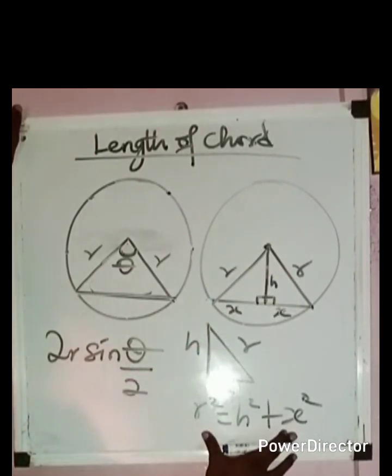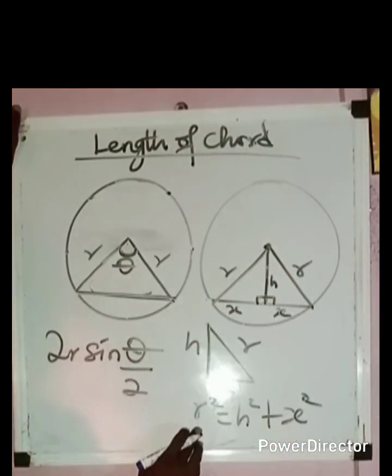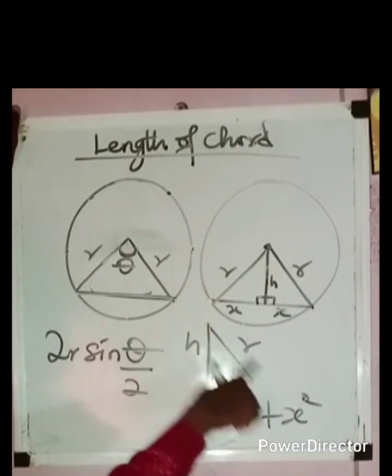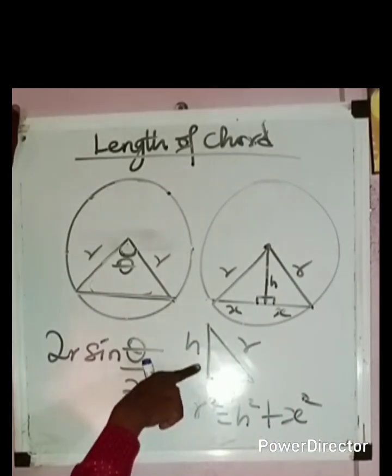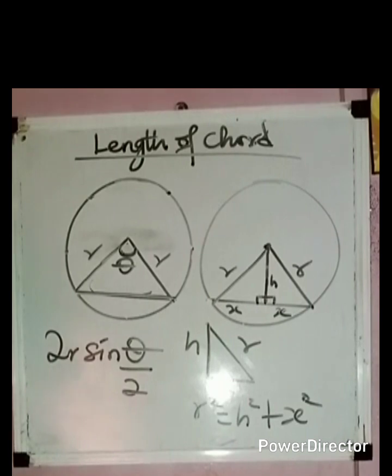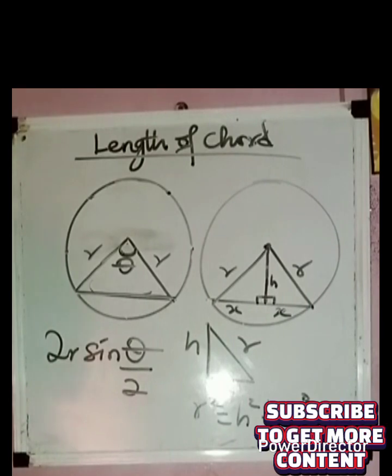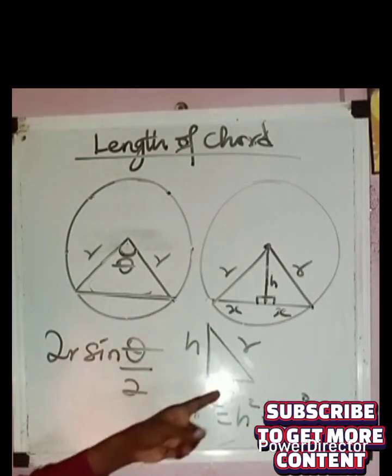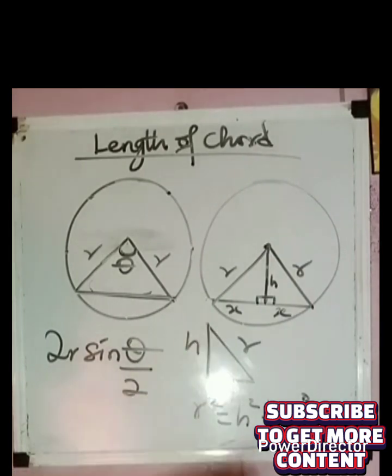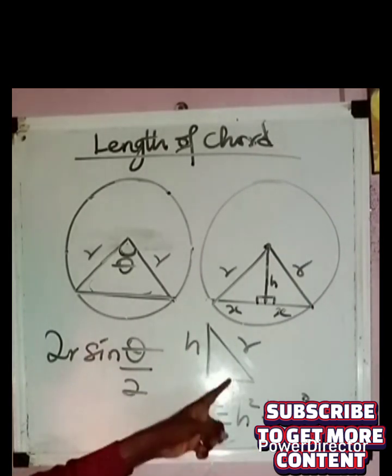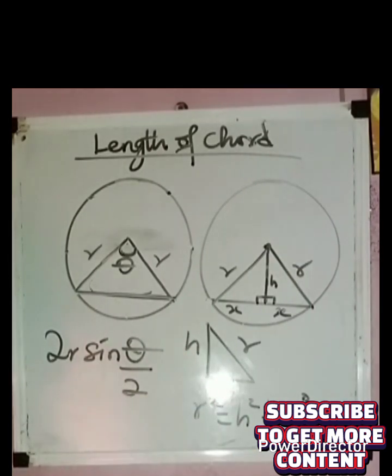This theorem, we call it Pythagoras theorem, where we say that hypotenuse square is equal to the sum of the squares of the two other sides. This is the hypotenuse. Hypotenuse is the longest side of a right angle triangle. This is the hypotenuse. We have opposite and adjacent. Remember, the right angle triangle has three sides: hypotenuse, opposite, and adjacent. Hypotenuse is the longest side. We have the opposite and we have adjacent. So these are the two formulas for length of chord.